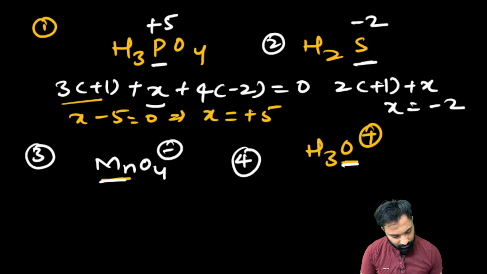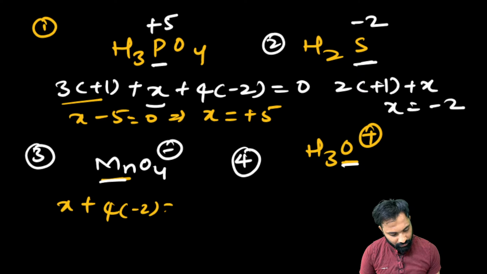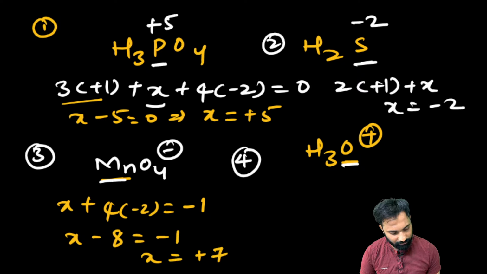Good, Joshida, good. Now X plus 4 into -2 is equal to the charge, we have to multiply, that is -1, right? X minus 8 is equal to -1. If you send it to the left hand side, X is equal to +7. X is equal to +7.